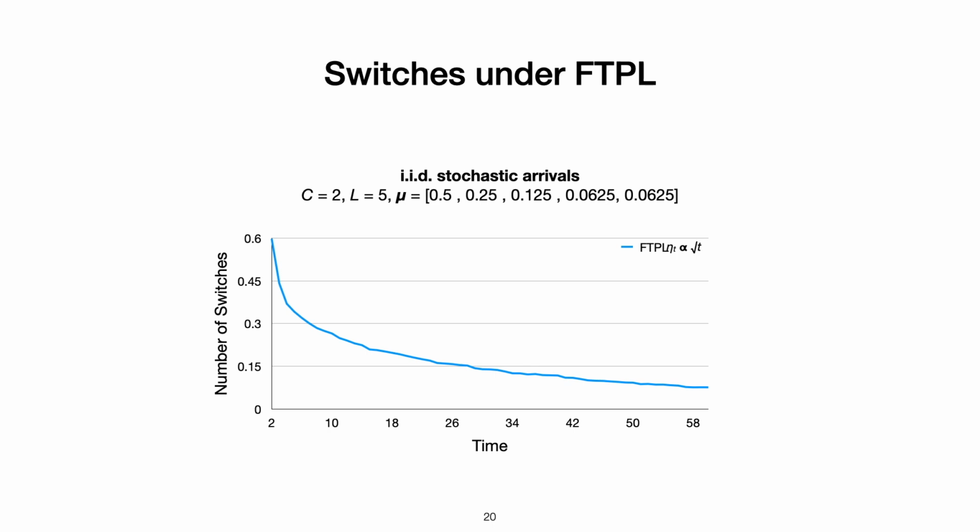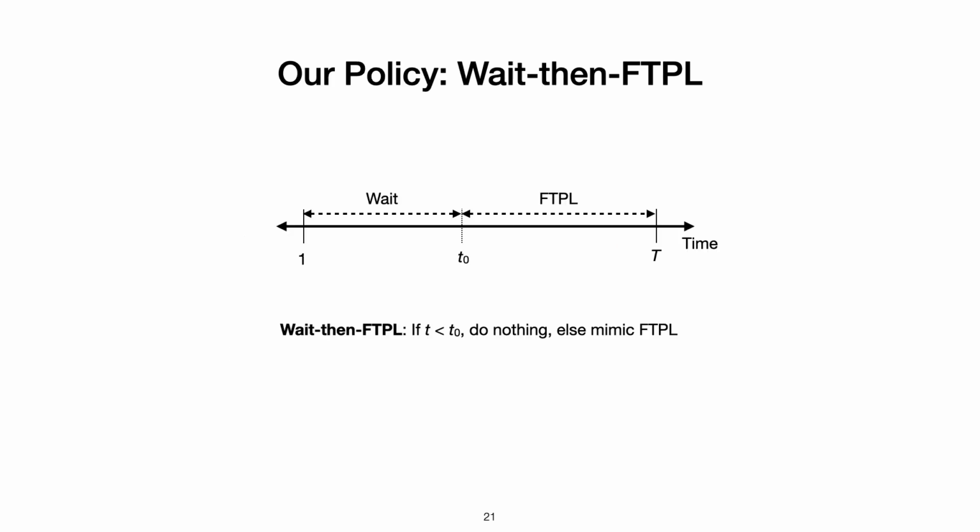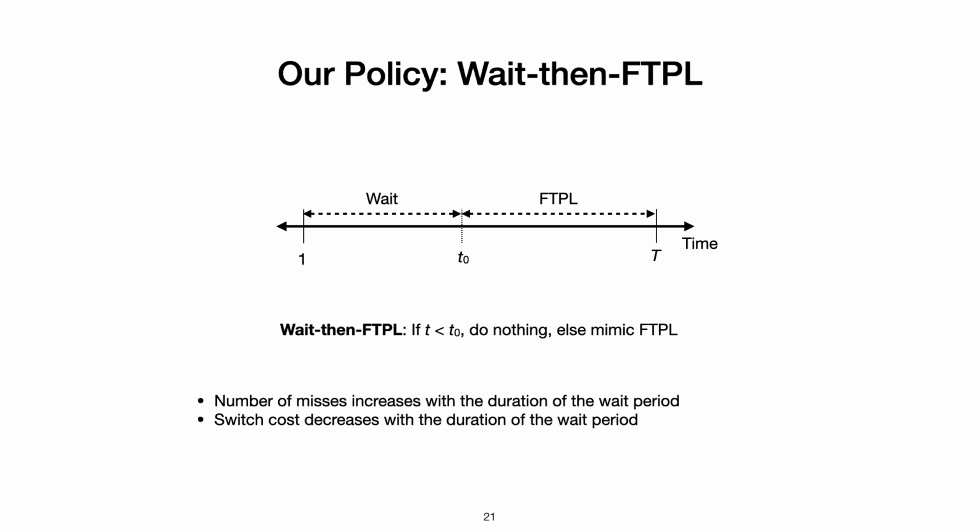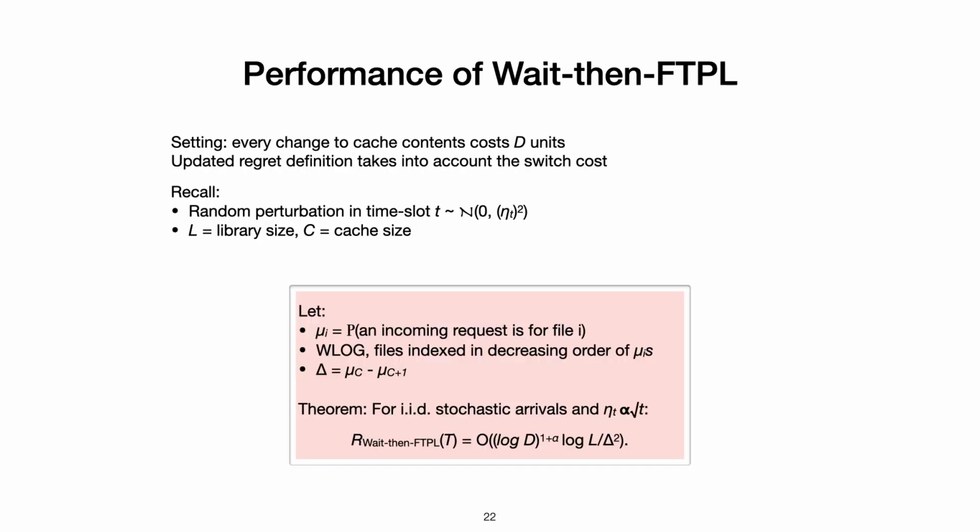To address this, we propose a policy called wait then FTPL. Under this policy, we have an initial wait period in which we make no changes to the cache contents. After the wait period, our policy makes the same decisions as the FTPL policy. Waiting too long will increase the number of misses incurred. On the other hand, not waiting long enough leads to an increase in the switching cost. To balance this trade-off, we set the duration of this wait period as a polylogarithmically increasing function of the switch cost capital D. Our next result characterizes the performance of wait then FTPL for stochastic arrivals.